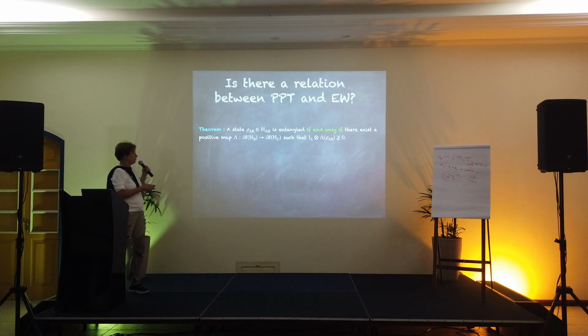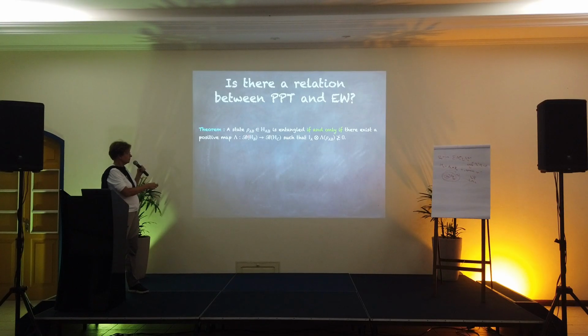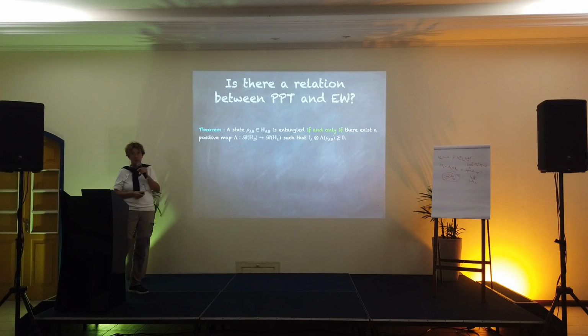We start with this theorem here. A bipartite state, I don't care, qubits, qubits, is entangled if and only if there exists a positive map going from B to C such that, and I will go into detail on that, the identity acting on my superspace A and the map acting on the superspace B is not positive. So when we see something like this, what does that have to do with anything?